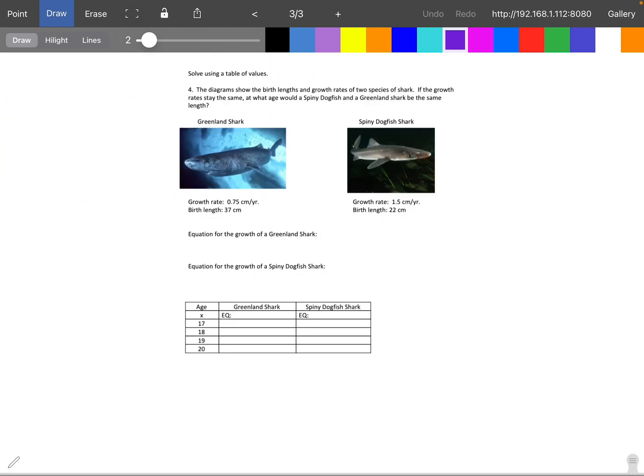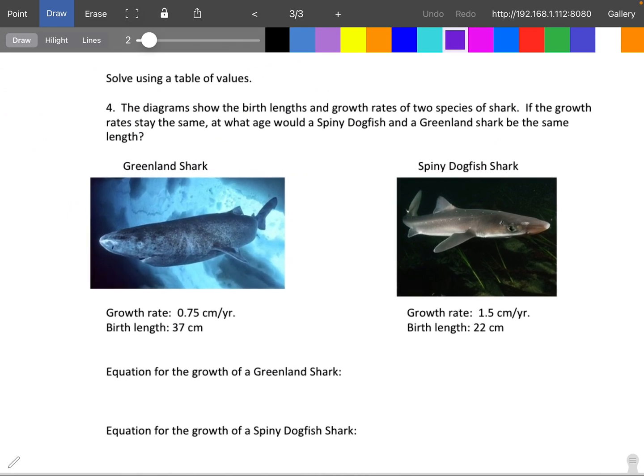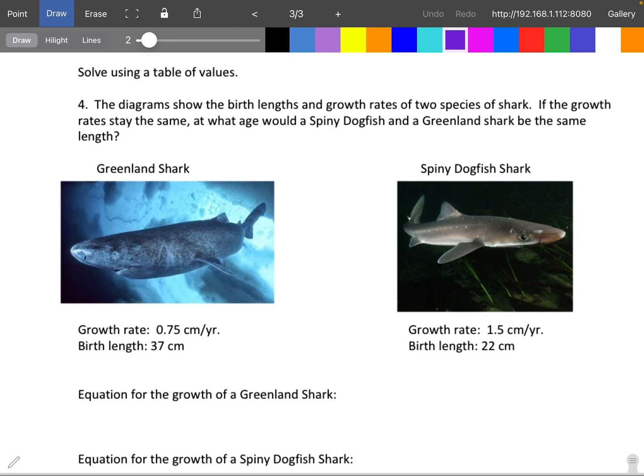All righty, let's take a look at some word problems. Now that we've seen an example of each type of those, we want to see how systems can be represented in real-world situations. So we're going to solve using a table of values.